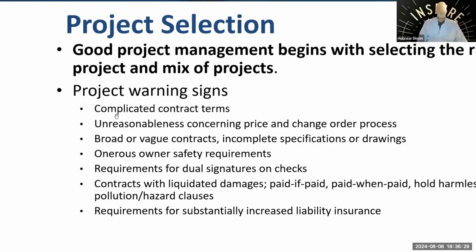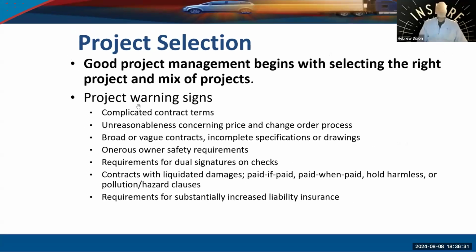The project warning signs: complicated contract terms, unreasonableness concerning price and change orders. These are things that we talked about a little bit in project selection. A broad array or vague contract, incomplete specifications and drawings. Sometimes we take projects that don't have complete drawings, particularly when we know the client well enough. That's one way you can kill a relationship when you do that.